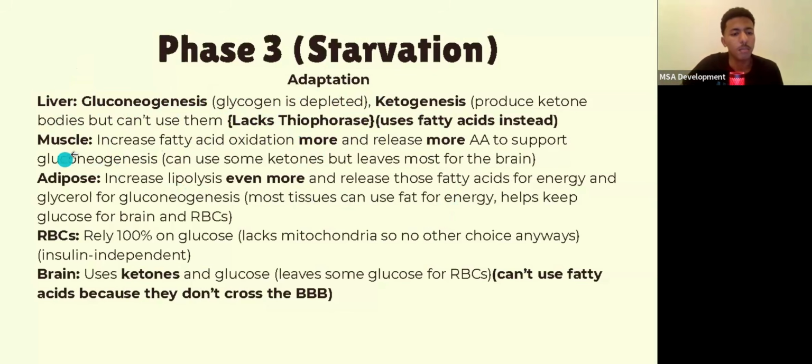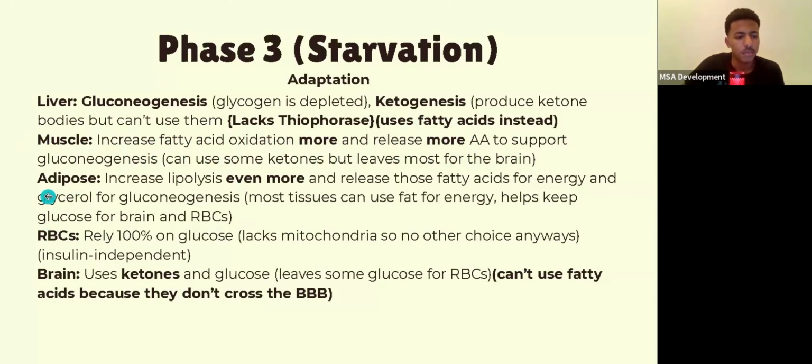And then muscles increase fatty acid oxidation even more. We said they use fatty acids, but they increase fatty acid oxidation even more. And they release more amino acids to support gluconeogenesis. So there's muscle wasting in this stage. You're going to basically go from a buff guy to a skinny guy because you're just trying to survive. Now, even though the muscles can use some ketones, they prefer to leave most of the ketones for the brain. We're going to talk about this in a bit.